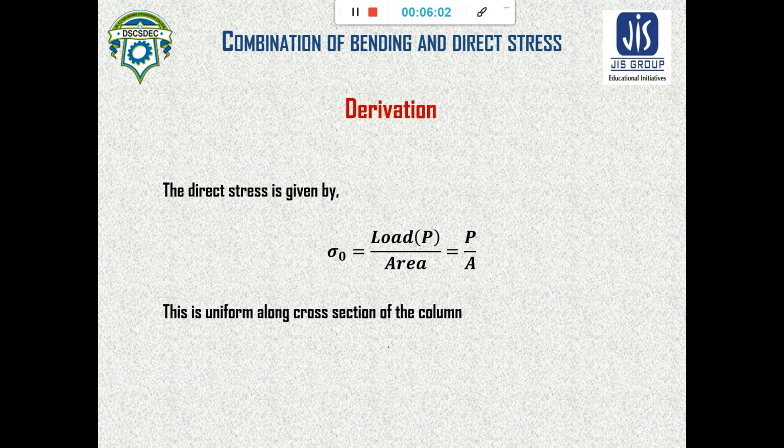So the direct stress will be uniform along the cross section of the column. The value of the direct stress is simply P by A. Take this as equation number 1.